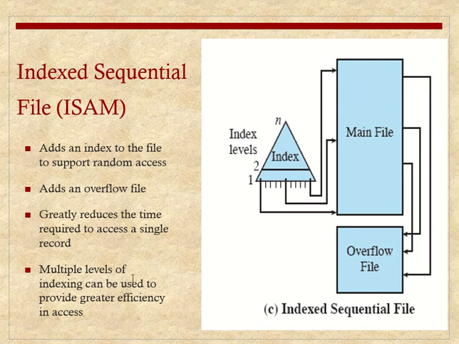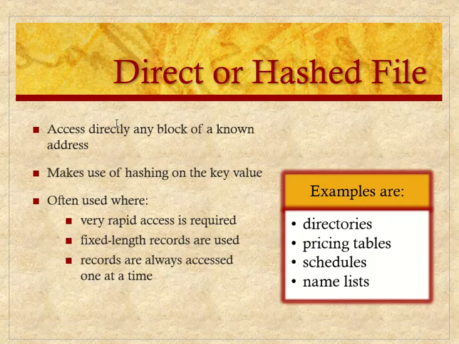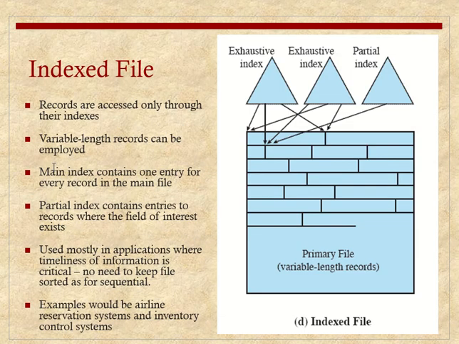So there's a third type of file organization, ISAM, index sequential file. It adds an index to the file to support random access, and it has multiple levels of indexing. Next is the fourth type of file organization, the index file. The records are accessed only through their index. Examples of usage are airline reservation systems and inventory control systems.